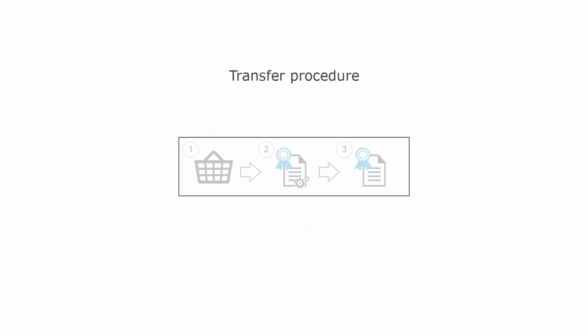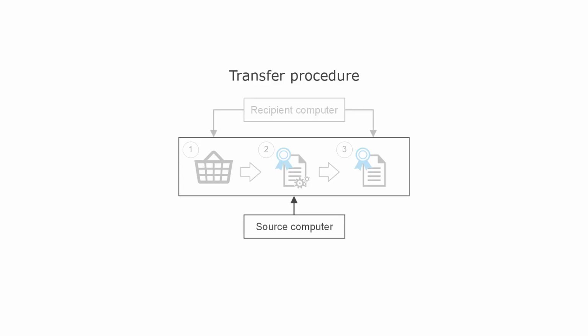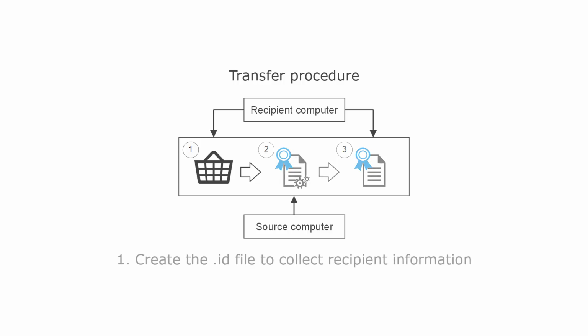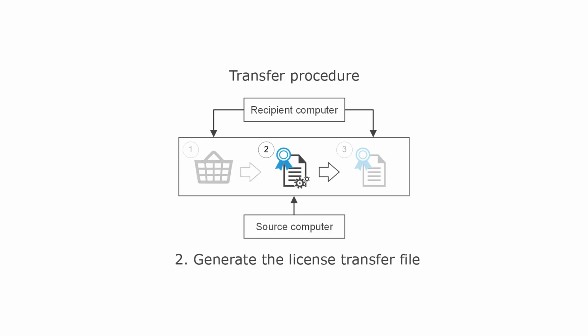In this video, we transfer a license from one computer to another. The computer that currently holds the license is called source computer, and the computer that will receive the license is called recipient computer. To transfer your license, you have to perform the following three steps. First, create the ID file with information about the hardware of the recipient computer. Second, generate the license transfer file on the source computer based on the license and the ID file you just created. And third, apply the license transfer file to the recipient computer.